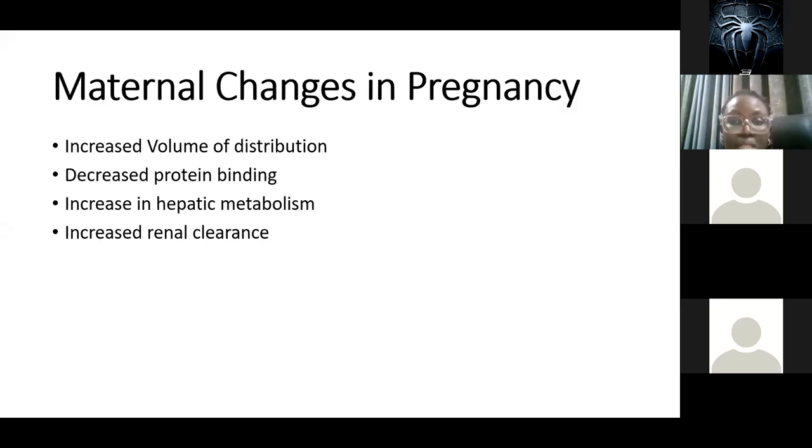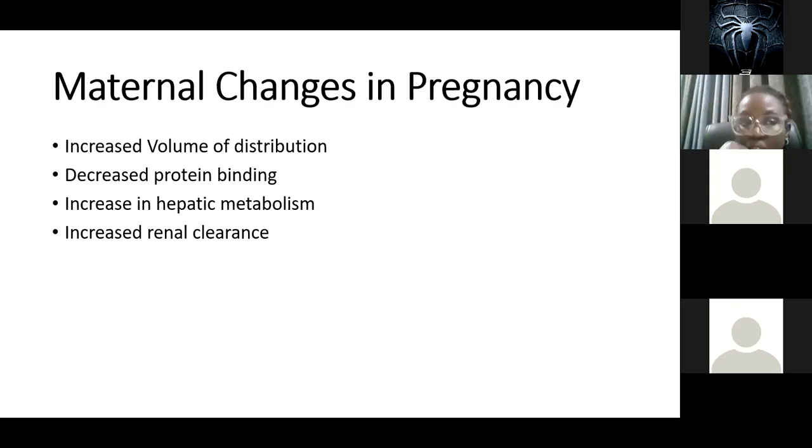So maternal changes in pregnancy. I was talking about the fact that when you want to prescribe medication for a pregnant woman, you need to ask yourself: what is the effect of this medication on the pregnancy? And then what is the effect of the pregnancy on this medication? So this is looking at some of the things that occur in pregnancy that can affect the medication in the body.